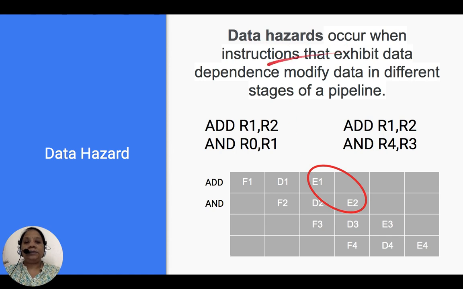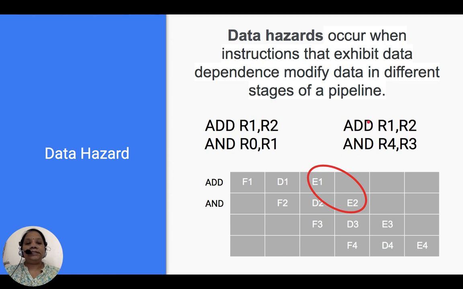Data hazard occurs when instructions that exhibit data dependence modify the data in different stages of the pipeline. You're clear? Here you get the result of R1 plus R2, and it is stored in R1. You have to take the updated R1 value here; you cannot take the old value of R1. So it has to wait for the previous instruction to complete and store the result, and only then can it take it. Whenever there is a data dependency, there may be a possibility of a hazard, and that hazard is called data hazard. So here the word data means data dependency.